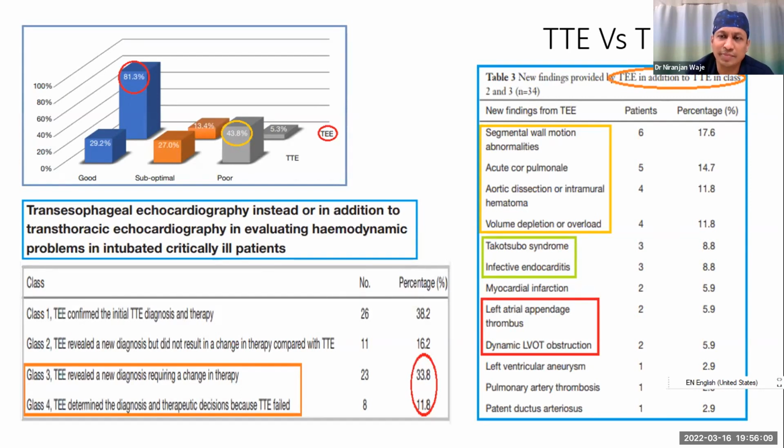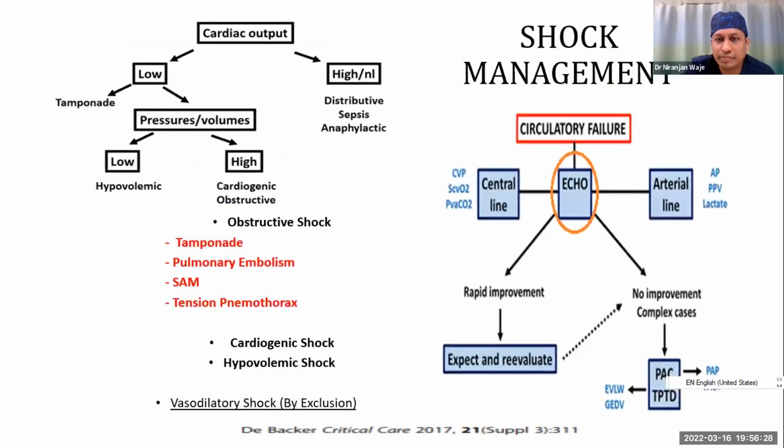One of the commonest causes it can pick out is segmental wall abnormalities. So if the patient is hemodynamically unstable, with cardiogenic shock, it can pick out the regional wall motion abnormalities and act accordingly. The other things are cor pulmonale, aortic dissection, and the preload of the heart. It can also pick up dynamic LVOT obstruction and the LA appendage.